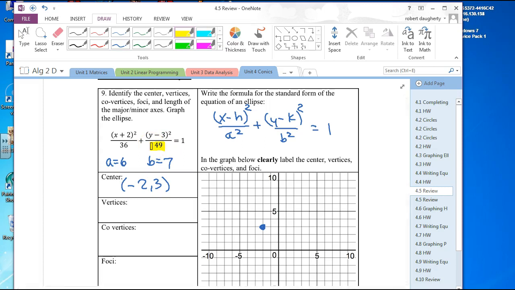Well, if I look at b equal to 7, that means I have to go up 7. 1, 2, 3, 4, 5, 6, 7.